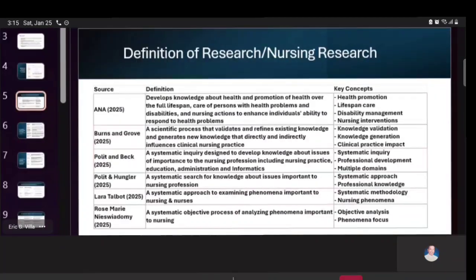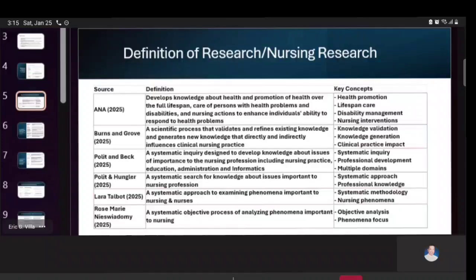Polit and Beck define research from a different perspective. Their definition centers on the scientific method's role in research, emphasizing two critical processes. Number one, validation of existing knowledge, and number two, generation of new insights. The definition distinctly connects research outcomes to clinical practice, establishing a bridge between theoretical research and practical application.